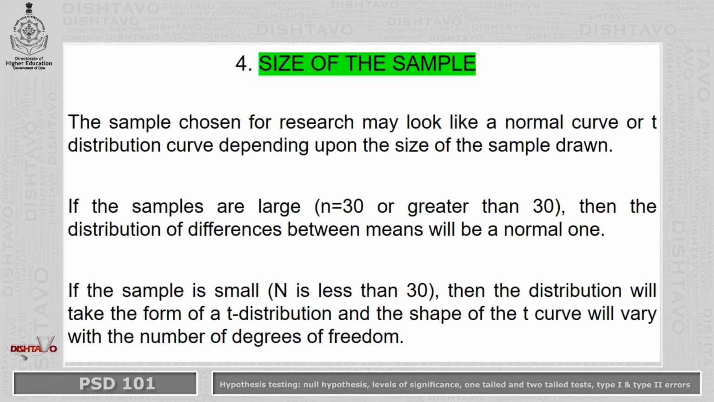Coming to the fourth salient concept, the sample chosen for the research may look like a normal curve or a T distribution curve, depending upon the size of the sample that is drawn. Now, if the samples are large, that is, the number is 30 or greater than 30, then the distribution of differences between means will be a normal one. If the sample is small, that is n is less than 30, then the distribution will take the form of a T distribution, and the shape of the T curve will vary with the number of degrees of freedom.